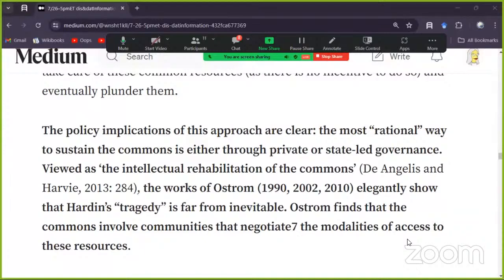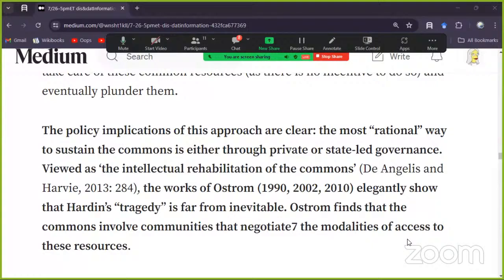Viewed as the intellectual rehabilitation of the commons, the works of Ostrom elegantly show that Hardin's tragedy is far from inevitable. Ostrom finds that the commons involve communities, and there's a kind of network, a kind of polycentric system that emerges from Ostrom's work. There's a fair amount of interesting research done on this. The idea is really no different than thinking in a more bioregional way about how you do governance, et cetera.